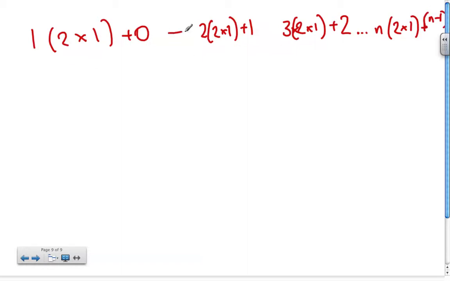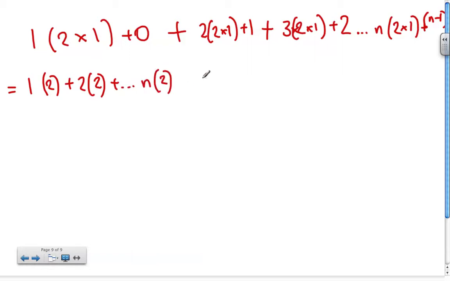So then I looked at it and thought, what if I break it up into 2 additions? So I took the lots of 2, so 1 lot of 2 plus 2 lots of 2 plus 3 lots of 2 plus n lots of 2. I grouped those together because they're all just being added together, so that's okay. And then I added separately, then I grouped all the bits that I was adding on. So the 0 plus 1 plus 2 ... plus n minus 1.